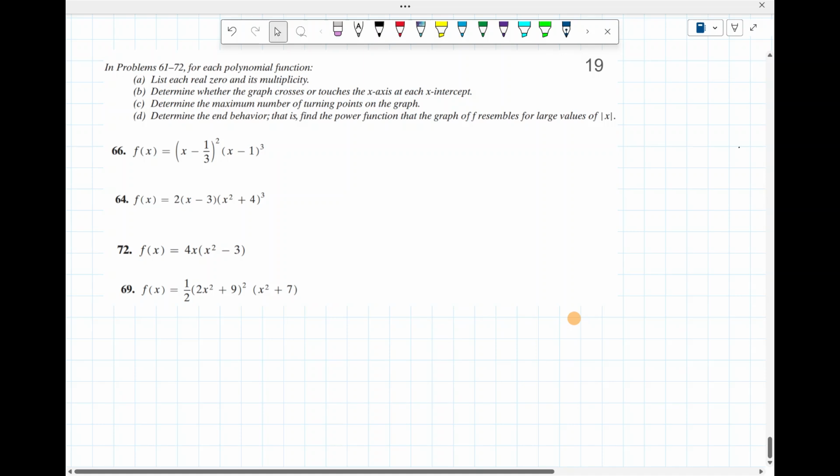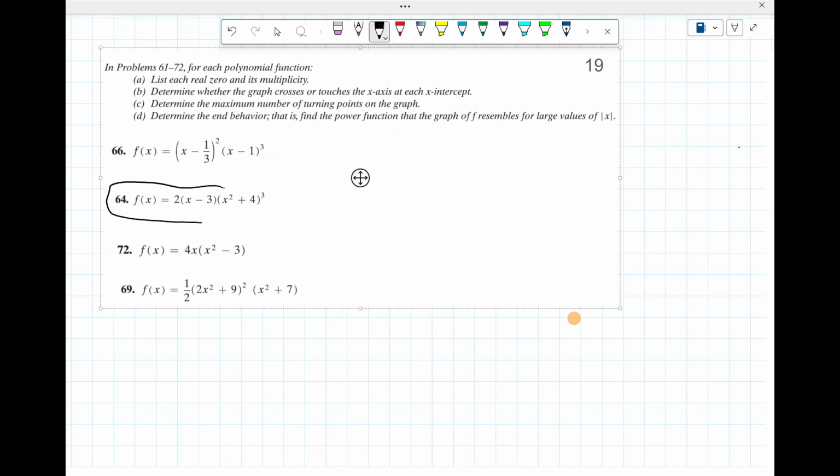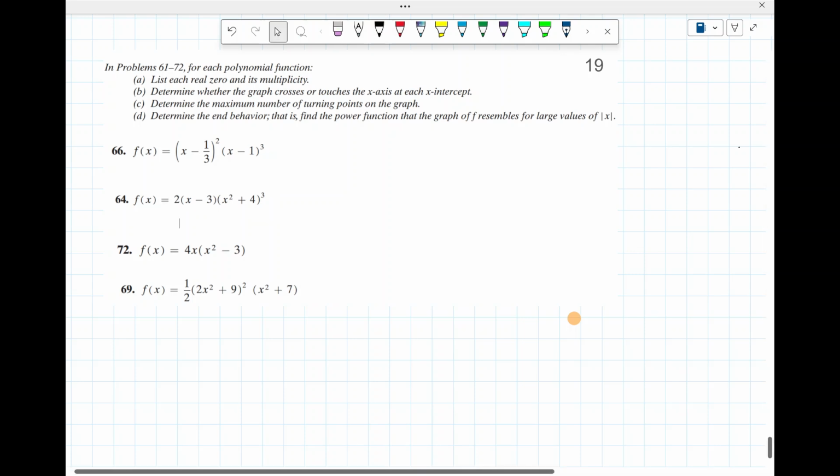First, we are going to find all the zeros of this polynomial. When it's in factored form, that is very simple. It's especially simple if we have a problem that looks like number 64, where one of the factors is just x minus a number or x plus a number. It's a little bit more complicated when you have something like this, where 2x squared plus 9, it's not as easy to figure out what the zero is here, but it's also not too difficult.